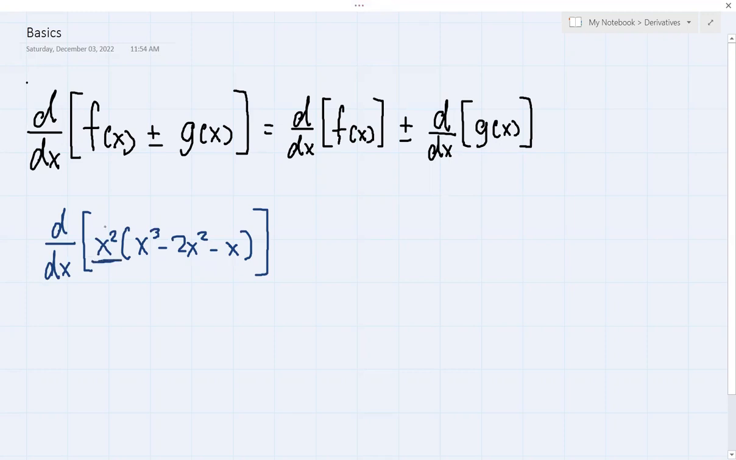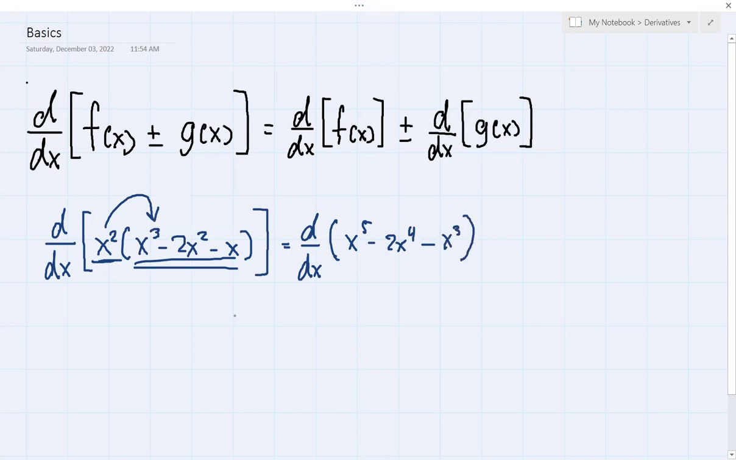By how? Ito si x squared, i-distribute natin siya dito. Okay? Para ma-expand natin siya. So, una, let's multiply them. Multiply, distribute. Okay? So, x squared times x cubed is x raised to 5 minus, negative 2x squared times x squared, 2x raised to 4 minus x times x squared, x cubed. Ayan na siya. There we go. So, now we can differentiate them one by one.